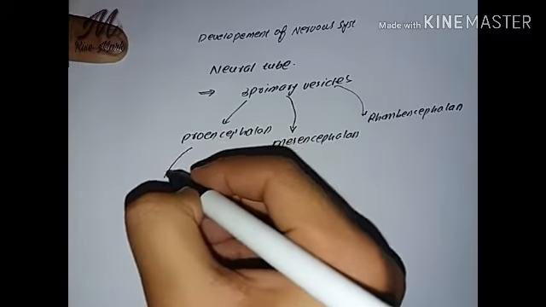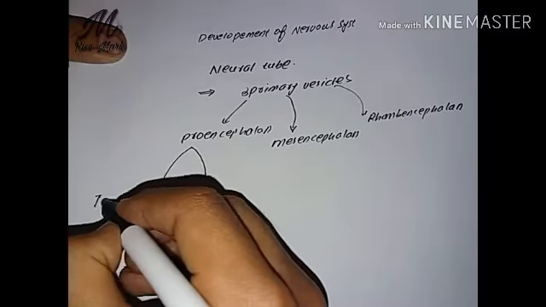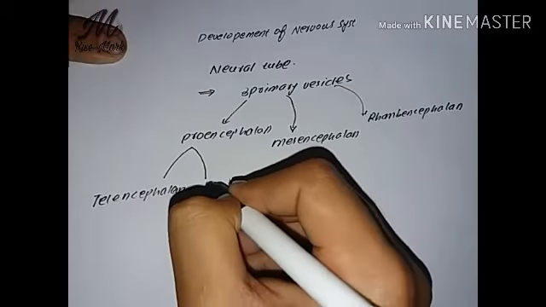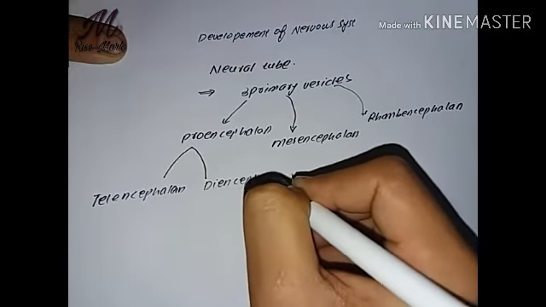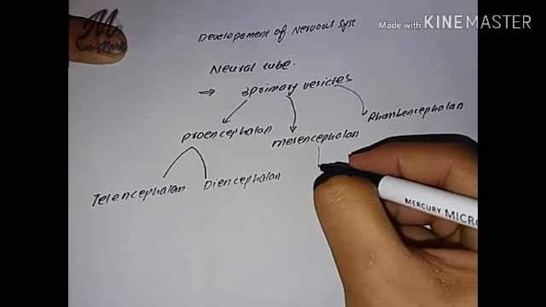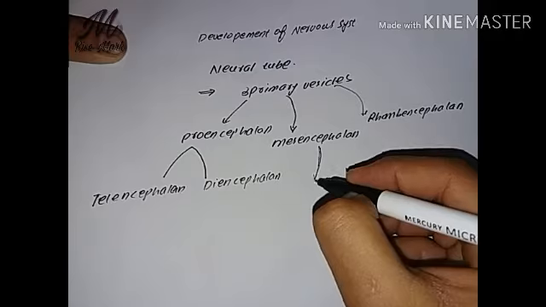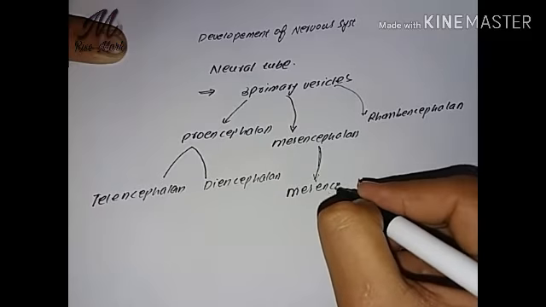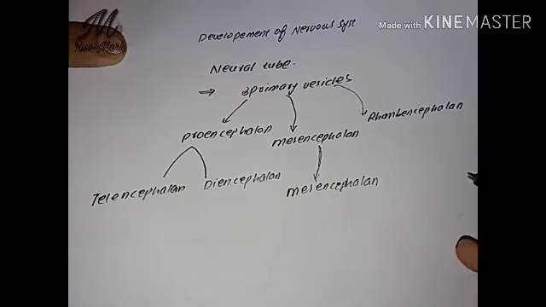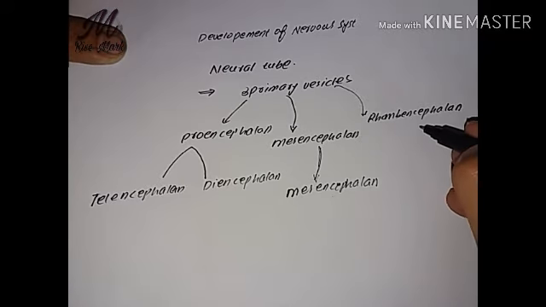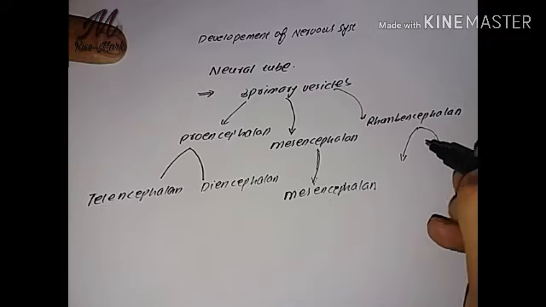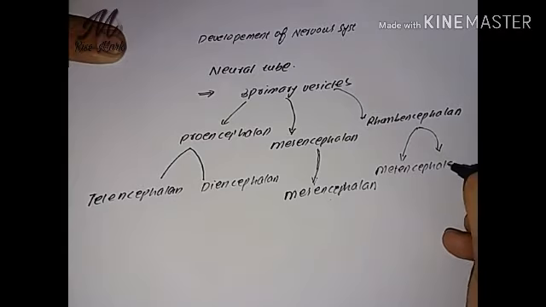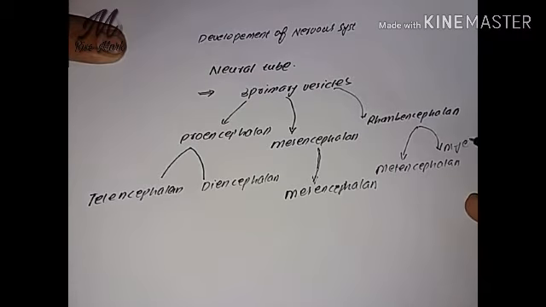The prosencephalon further differentiates into the telencephalon and diencephalon. And thank God, the mesencephalon remains the same. And the rhombencephalon further differentiates into the metencephalon and myelencephalon.